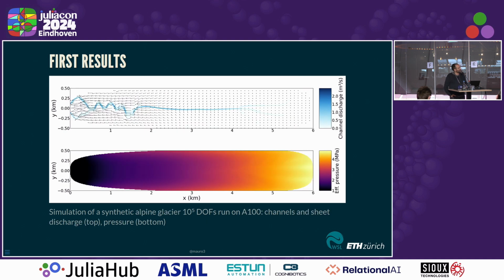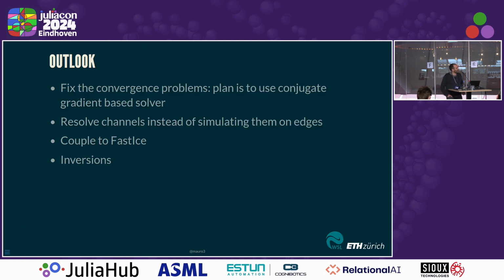Here's another example, but let's jump over that. So doing the outlook, we need to fix the convergence issues we have at the moment. The plan is to use a conjugate gradient method, and we're pretty confident that that should work, and that should also run fast on the GPU. So that's definitely the next step. I want to look into resolving channels.